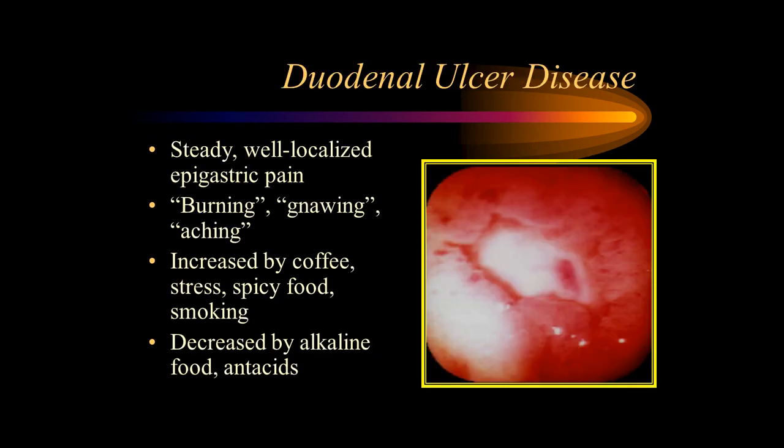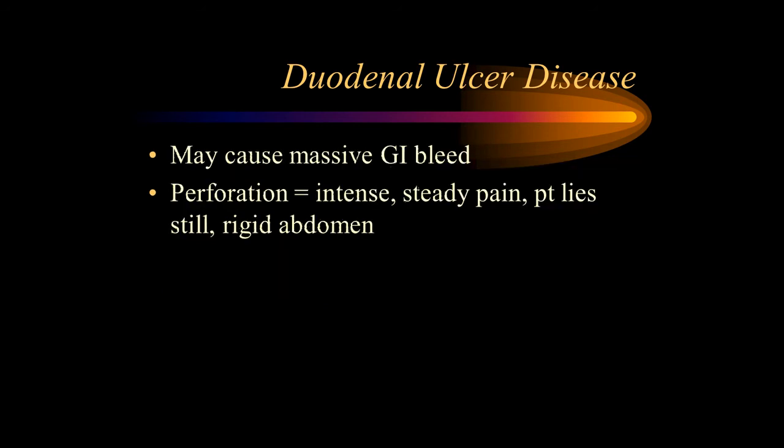Okay, duodenal ulcer. An ulcer is, think of it as literally a hole in the intestine or in the stomach, depending on where the ulcer is located. It's steady, well-localized epigastric pain, burning, gnawing, aching, increased by things that they eat, such as coffee, stress, spicy food, and smoking. Decreased by alkaline foods, antacids. Alkaline foods would be like milk. A lot of these people will drink milk because it makes the ulcer feel better. May cause massive GI bleed.